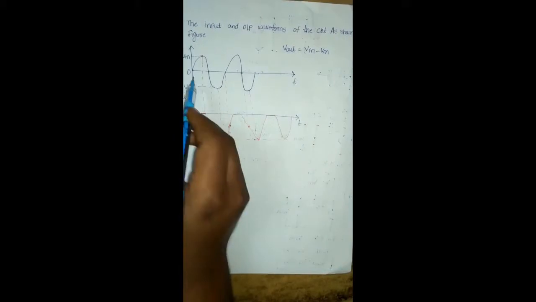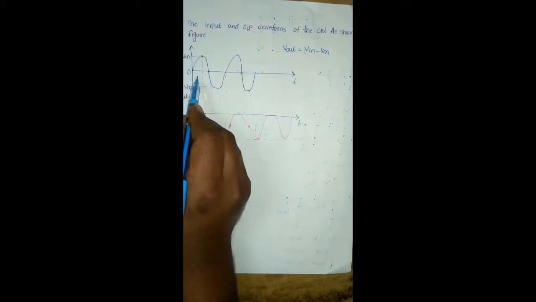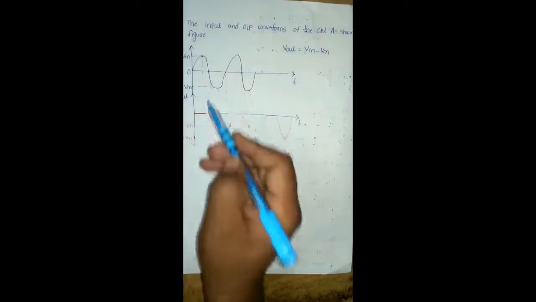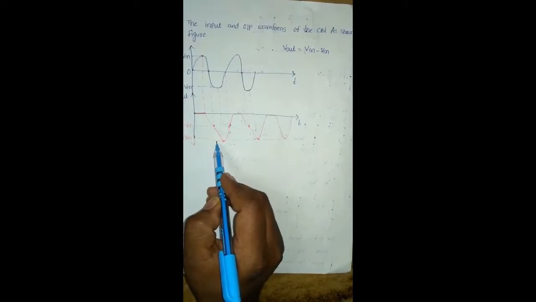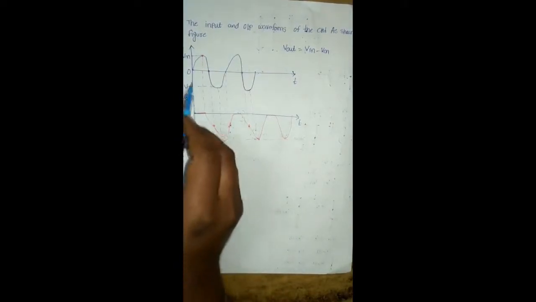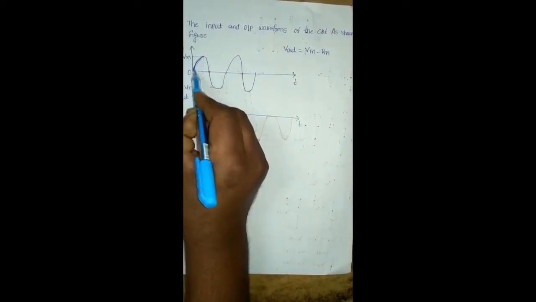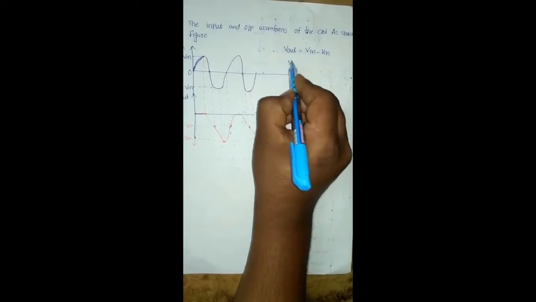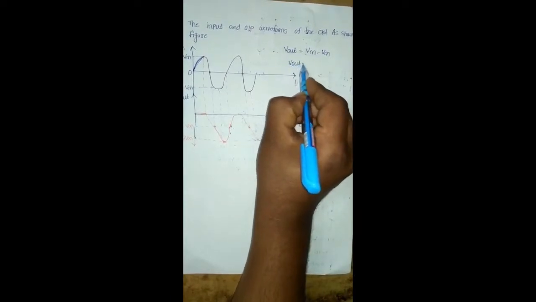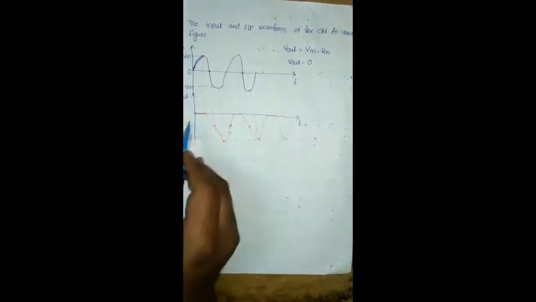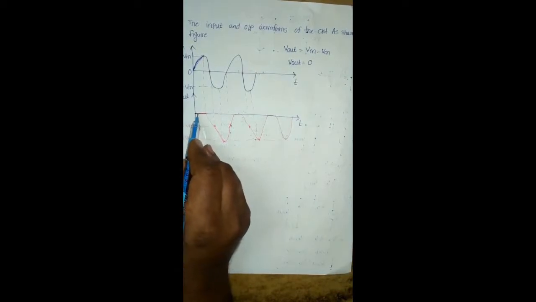Okay, and this is the input signal of the negative clamper circuit, and this is the output signal of the negative clamper circuit. For example, here during this duration the diode is on. At that time, the output voltage of the negative clamper circuit is equal to 0 volts. Therefore, here we are drawing the 0 volts.